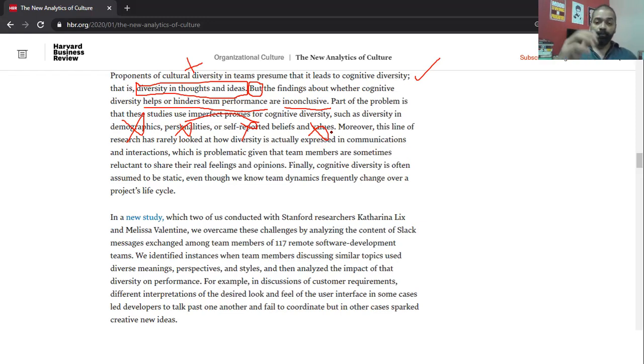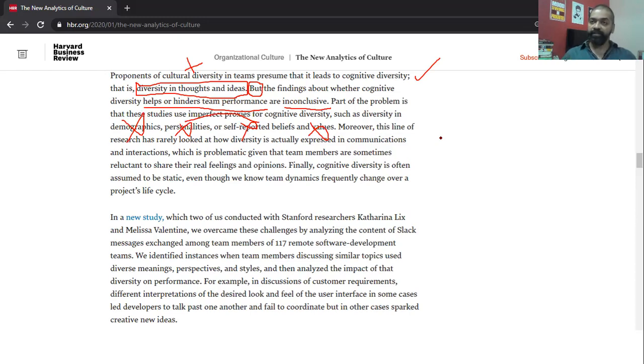Moreover, this line of research has rarely looked at how diversity is actually expressed in communications and interactions, which is problematic given that team members are sometimes reluctant to share the real feelings and opinions. So two problems. Problem number one, people don't even understand what is cognitive diversity. They're looking at the wrong parameters, like diversity in demographics, personalities, self-reported beliefs and values, whatnot. Secondly, the line of research has rarely looked at how diversity is actually expressed in communications and interactions, which is problematic. Why is it problematic? Because team members are not sharing their feelings.